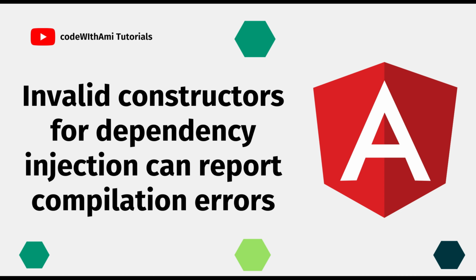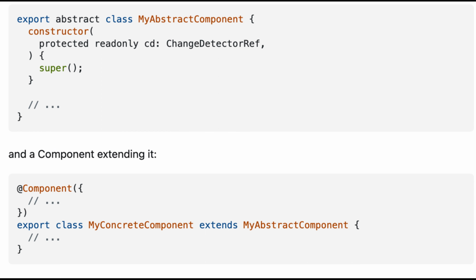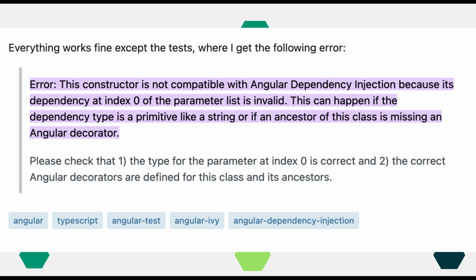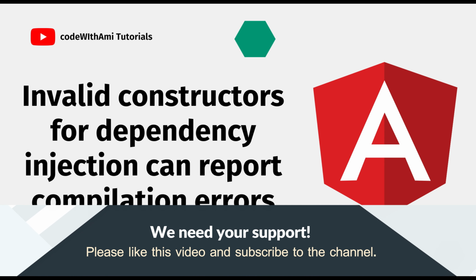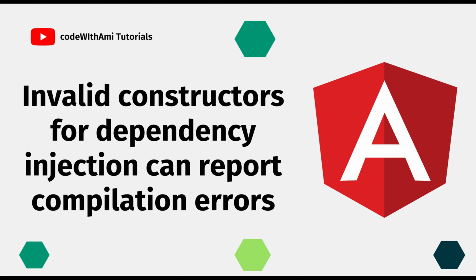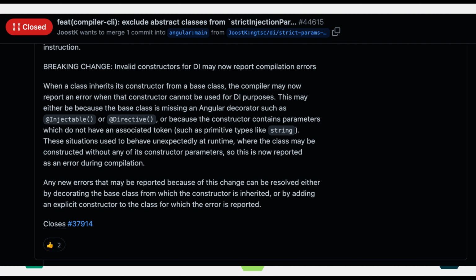Next thing is invalid constructors for dependency injection can report compilation errors. When a class inherits its constructor from a base class, the compiler can report an error when that constructor cannot be used for dependency injection purposes. So this can happen when the base class is missing an Angular decorator such as Injectable or Directive, or when the constructor contains parameters that do not have an associated token, such as primitive types like string. These situations used to fail unexpectedly at runtime. For example, a class might be constructed without any of its constructor parameters. In Angular 15, this is reported as a compilation error.